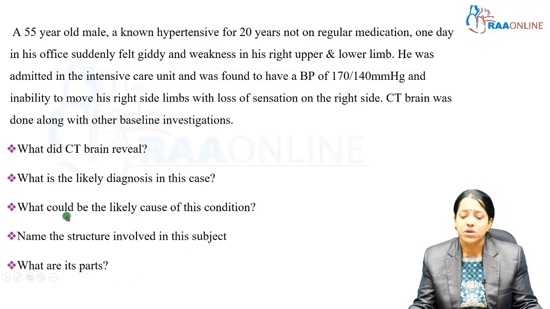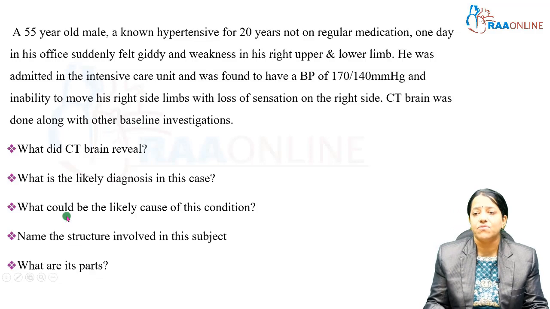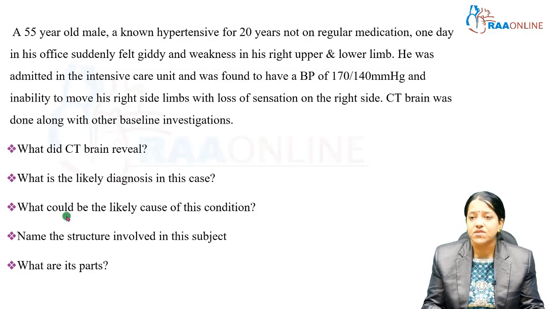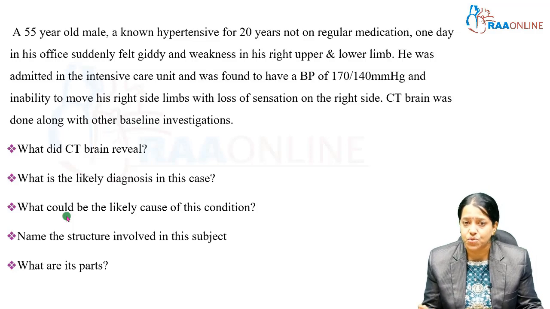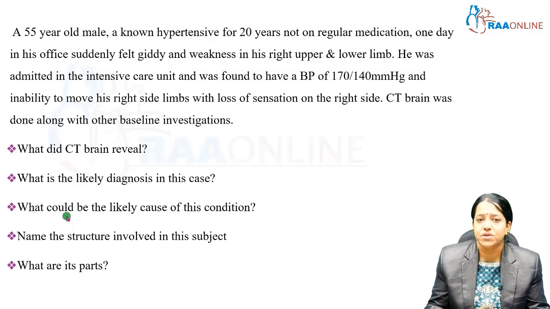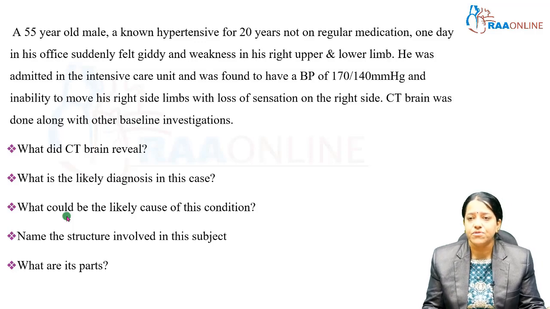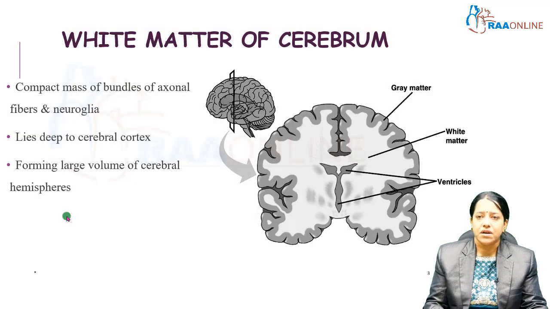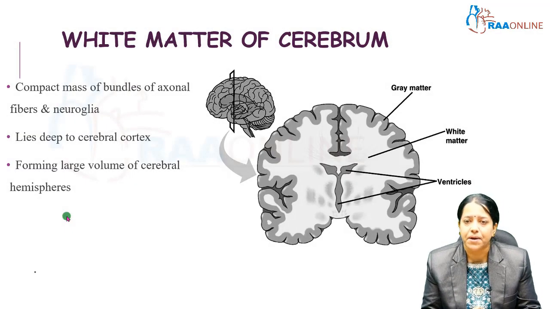So now coming to the anatomy aspect of the structure involved in this case. This is a typical case of a person having a stroke, and if we have to discuss the anatomy of stroke, definitely we have to discuss the white matter of the cerebrum. So let's start with the white matter of the cerebrum.